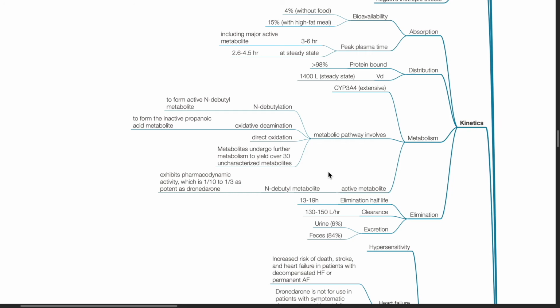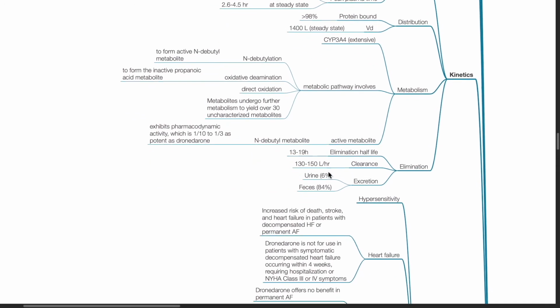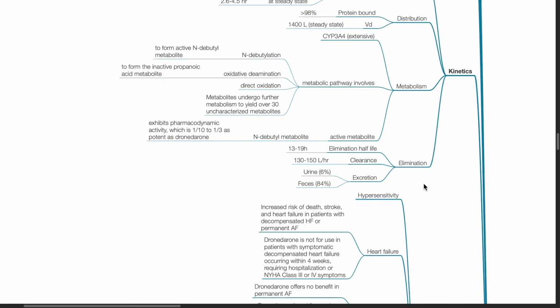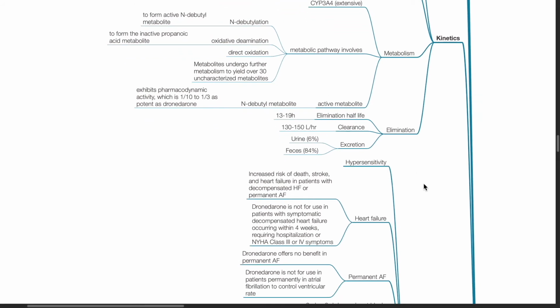The active N-debutyl metabolite exhibits pharmacodynamic activity, which is 1/10 to 1/3 as potent as dronedarone. Elimination half-life is 13 to 19 hours. Clearance is 130 to 150 liters per hour. Excretion via the urine is 6% and via the feces 84%.